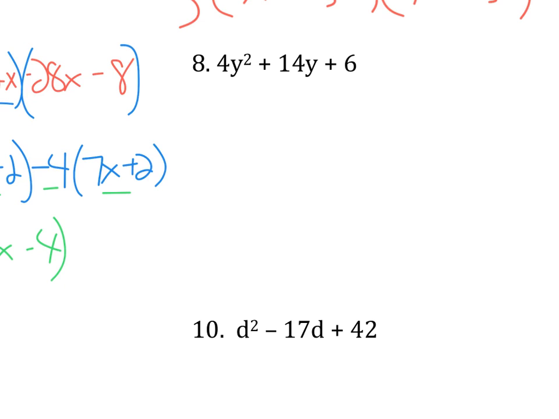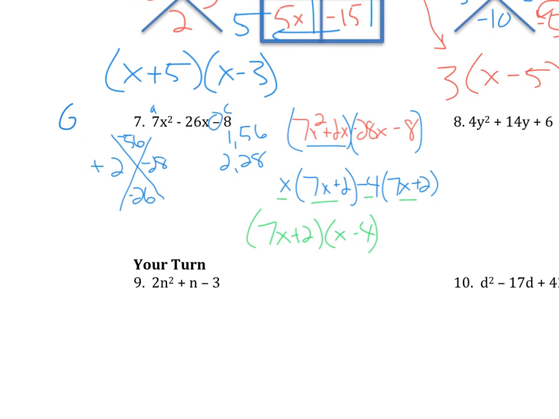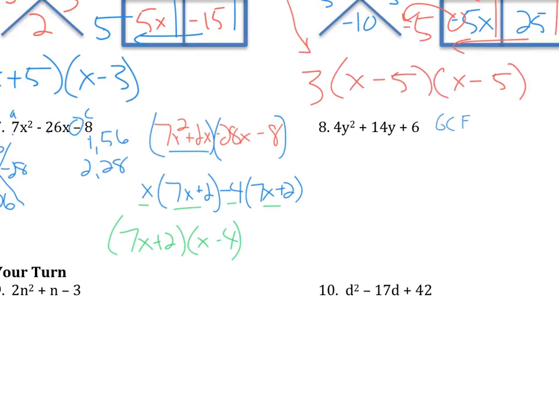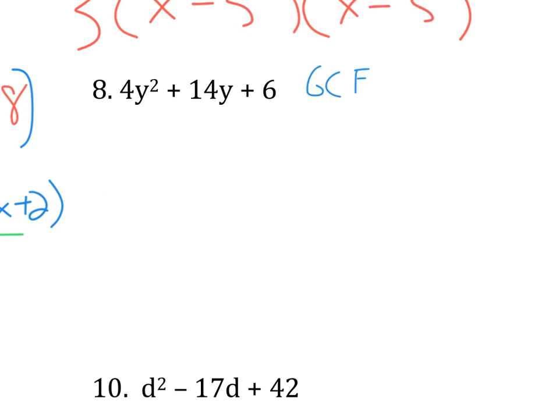All right, let's look at number 8. And so our GCF, which I forgot to do on the number 7. So our GCF on number 7, as we look at this one, is just going to be 1 because x's aren't in common. Nothing goes into 7, 26, and 8. So as we look at 8, we have a GCF of 2. So that now gives us a 2y squared plus 7y plus 3. And then this will factor.